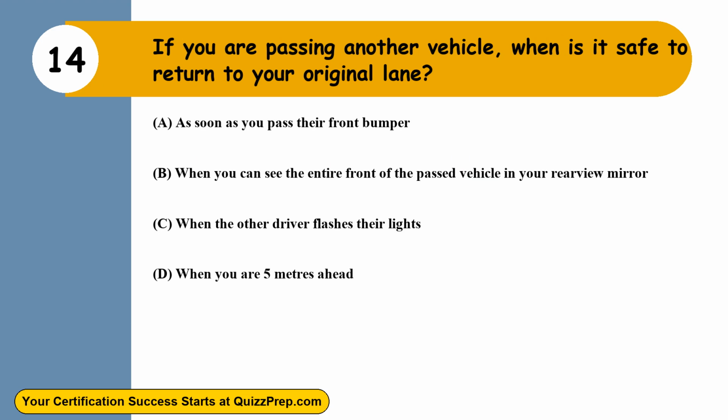Question 14. If you are passing another vehicle, when is it safe to return to your original lane? Option A, as soon as you pass their front bumper. Option B, when you can see the entire front of the passed vehicle in your rearview mirror. Option C, when the other driver flashes their lights. Option D, when you are 5 meters ahead.